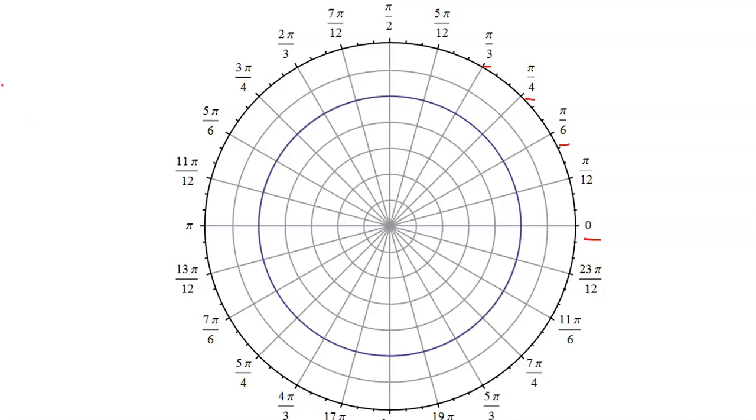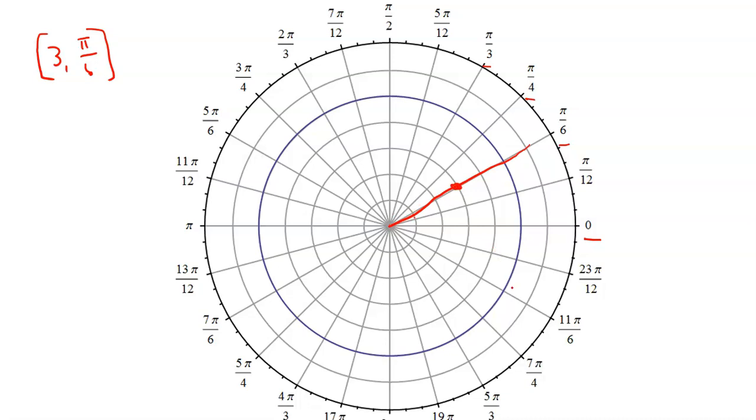So if somebody said I want to find the point 3 comma pi over 6, where is 3 comma pi over 6? Here's my line that defines pi over 6. And then all those circles are the radii from the center. So here's 1, 2, 3. Here's the point 3 comma pi over 6.